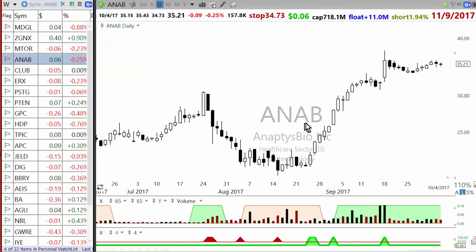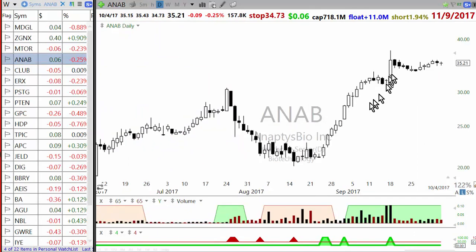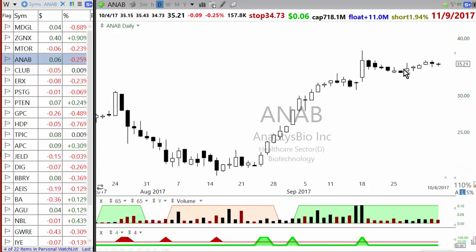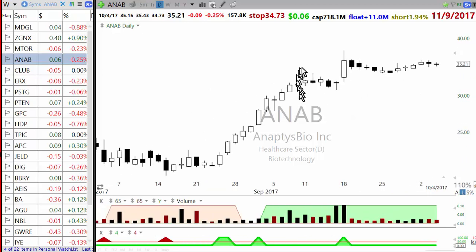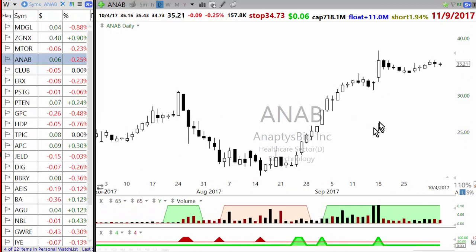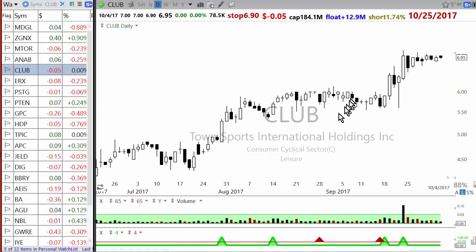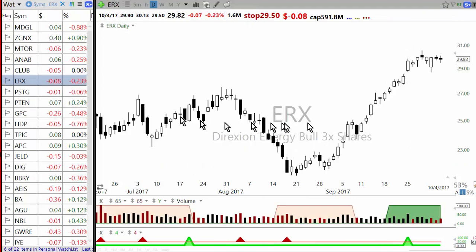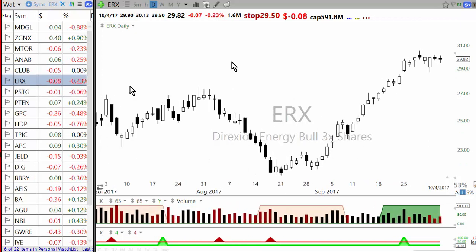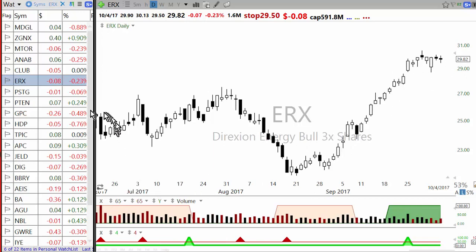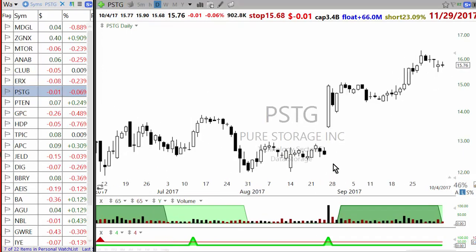Then I have an app which is a biotechnology play. Again, see, huge volume here and then very orderly action here. See here, this is the kind of setup which, if it takes off, can really take off. It's also a recent IPO. Then you have Club, which is again not very liquid, but 78,000 shares traded. Then you have in ETFs ERX, and you'll find a whole host of ETFs in the energy sector in a similar situation, and as a result you'll find a whole host of energy stocks also.